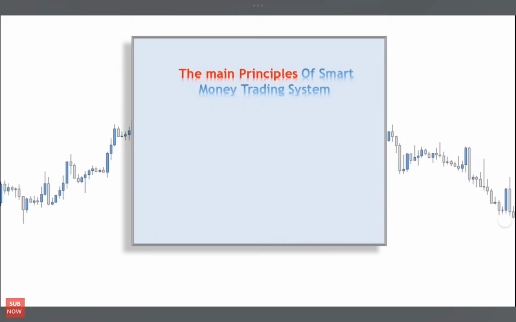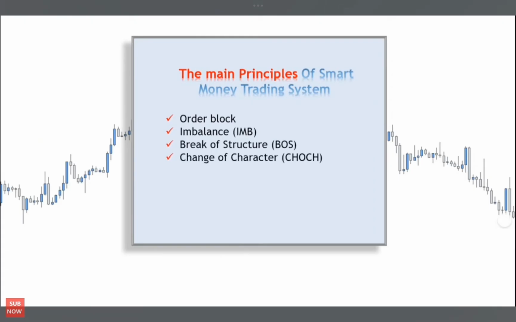So what are the main principles of the smart money trading system that every forex trader needs to know, their definition, and how to spot them in the market? These principles are: order block, imbalance, break of structure, change of character, inefficiency, and liquidity.